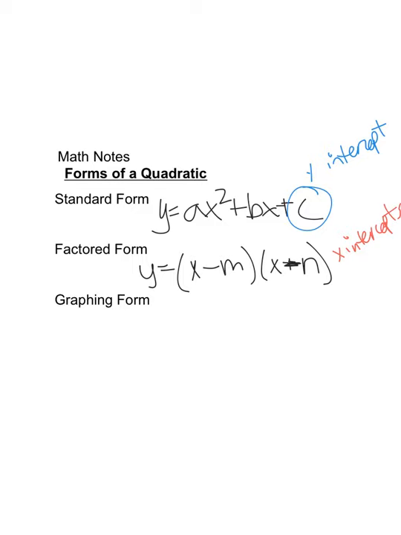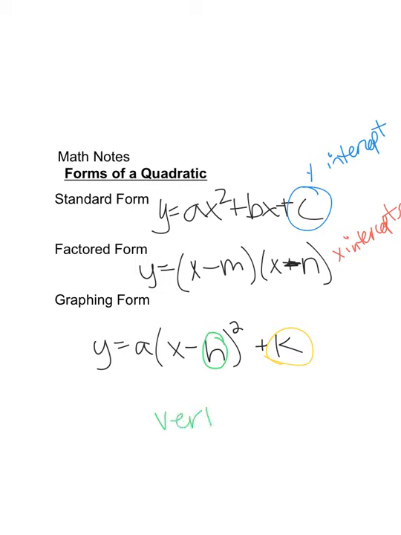And lastly, the graphing form is sometimes a multiplier to make it taller. x minus a value, plus a value, with a squared. And this tells us the vertex, the h and the k. So this tells us that the vertex is at (h, k), the highest point or the lowest point. I would recommend writing this down as notes for yourself.